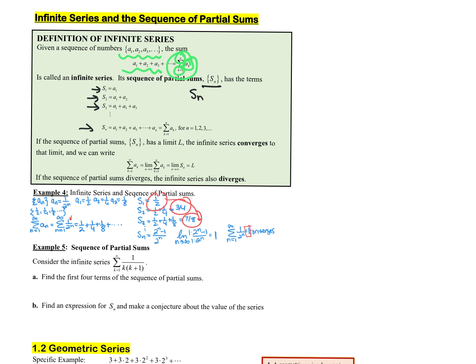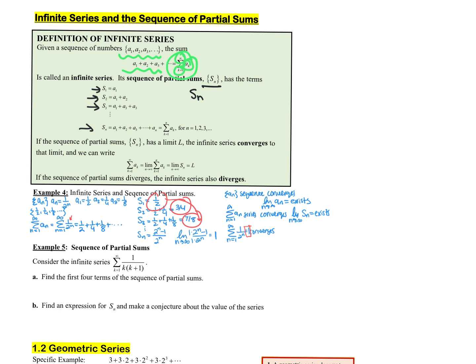So 2 important things to take note here. A sub n, a sequence, converges when the limit as n approaches infinity of a sub n exists. And a series converges if the limit as n approaches infinity of these partial sums, S sub n, exists. So A sub n and S sub n are 2 different things.